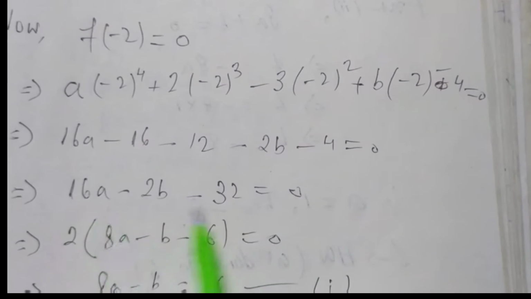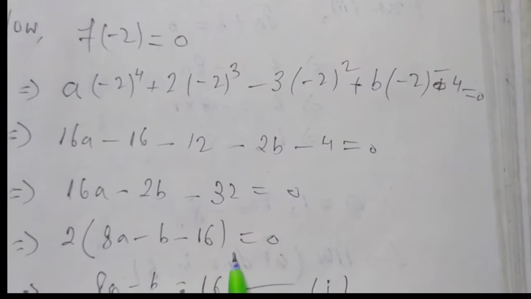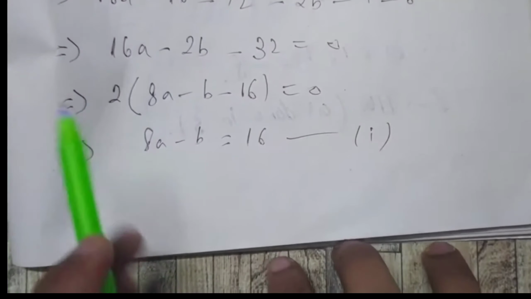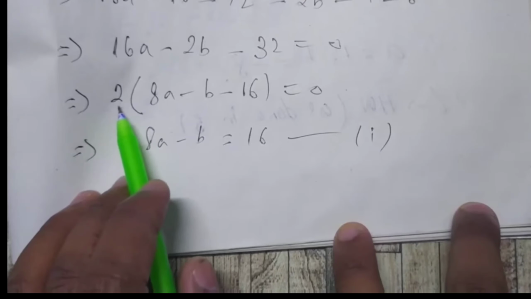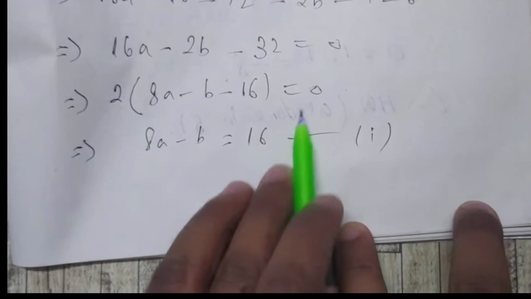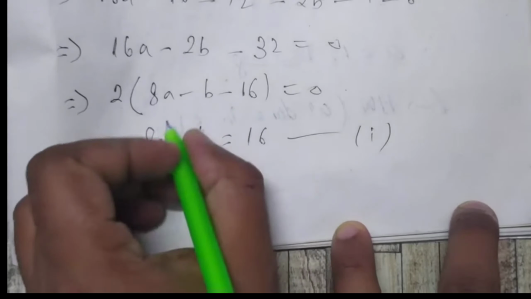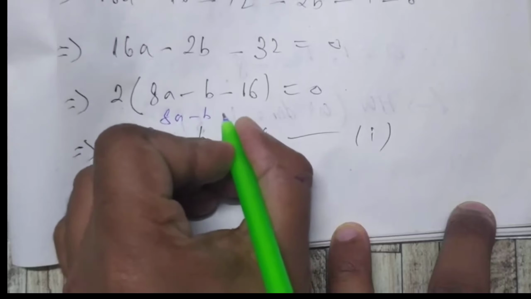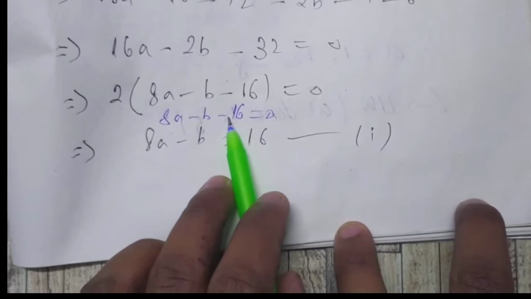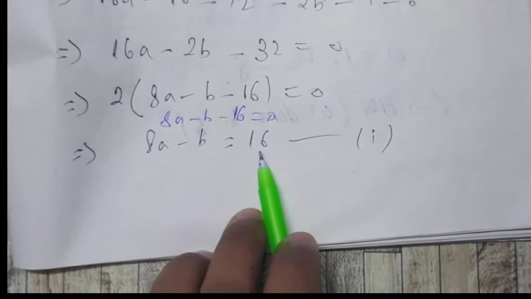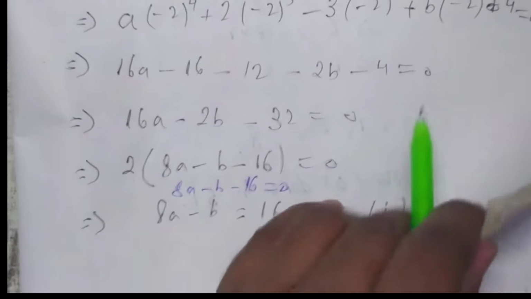If we take 2 as common from this equation, we will have 2 times (8a minus b minus 16) equals 0. We can omit 2 here, because 0 divided by 2 is 0 again. So it will be 8a minus b minus 16 equals 0. One step is skipped here, and minus 16 coming to the right hand side will be 16. So the first equation is 8a minus b equals 16. That is your equation 1.